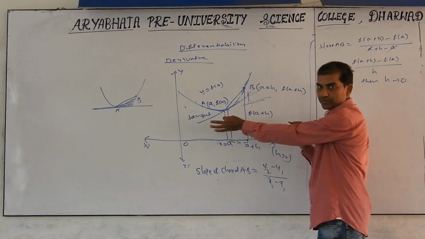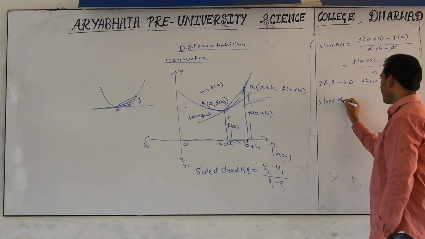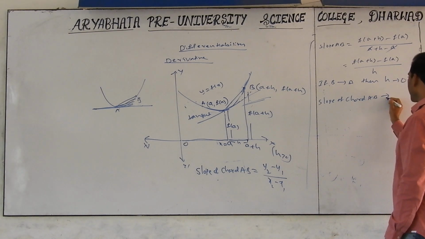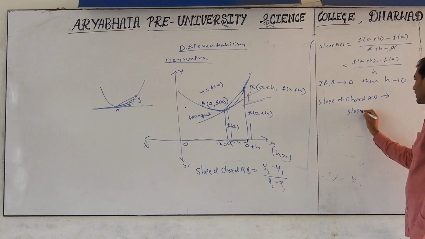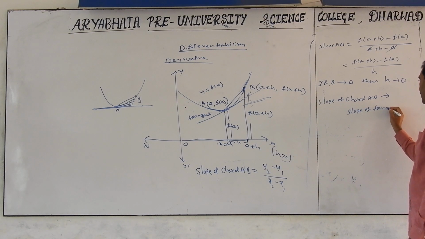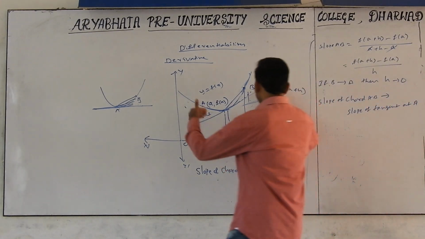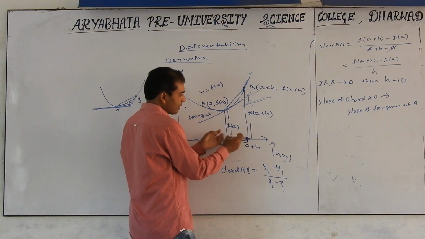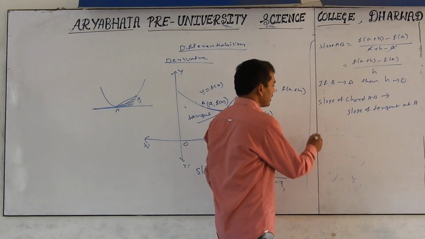h tends to 0. Then the slope of chord AB becomes the slope of tangent. Okay? When we take the slope of tangent, h is close to 0. h is 0 means h tends to 0, and that you can apply here.